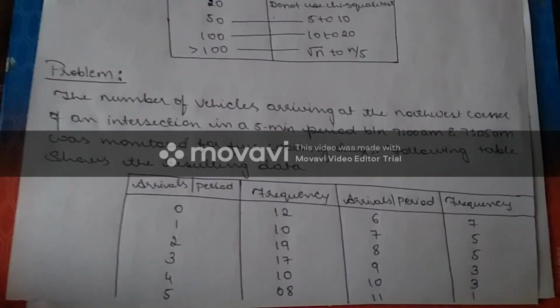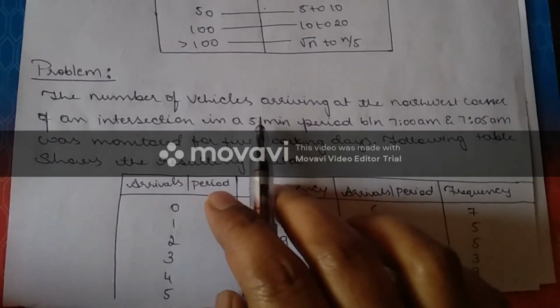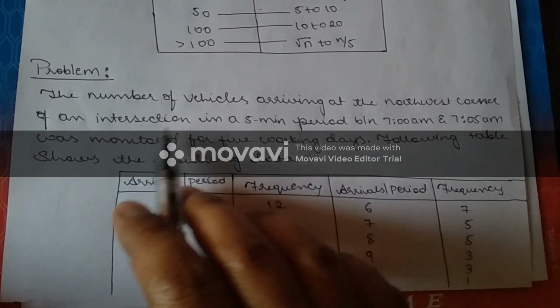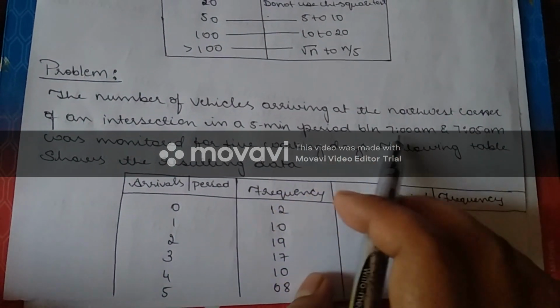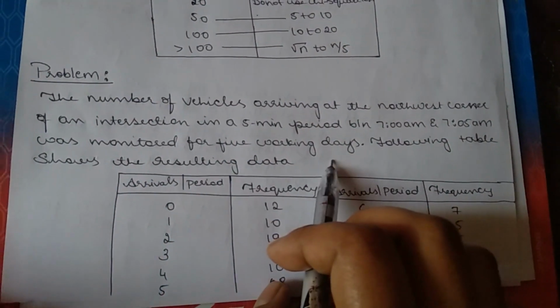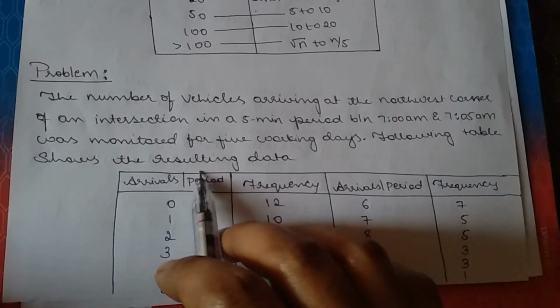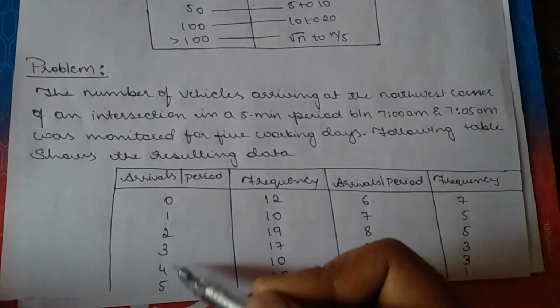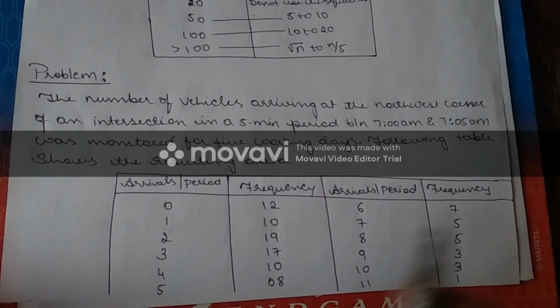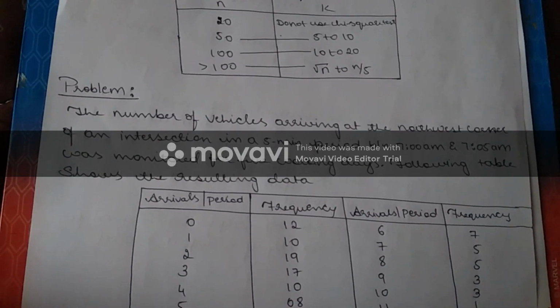This is actually very, very important. The number of vehicles arriving at the northwest corner of an intersection in a 5-minute period between 7 am and 7:05 am was monitored for 5 working days. The following table shows the resulting data. See, this is the arrivals and this is the frequency. For 11 arrivals, we have the frequencies.